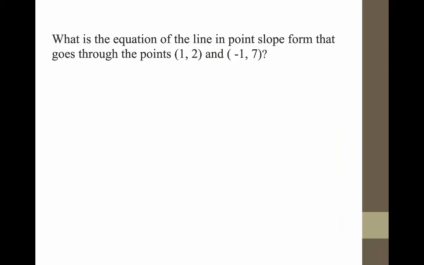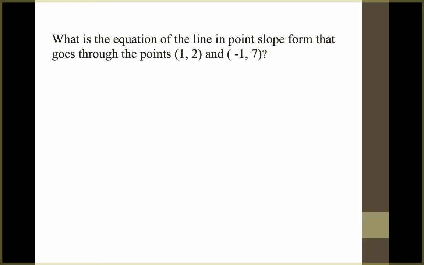The last one we have is: what is the equation of a line in point-slope form that goes through the points (1, 2) and (-1, 7)? Whenever we have to write the equation of a line, the first thing we really need to have is a slope. In this case, we aren't given a slope, so we need to solve for the slope first. So we're just going to use our slope equation.